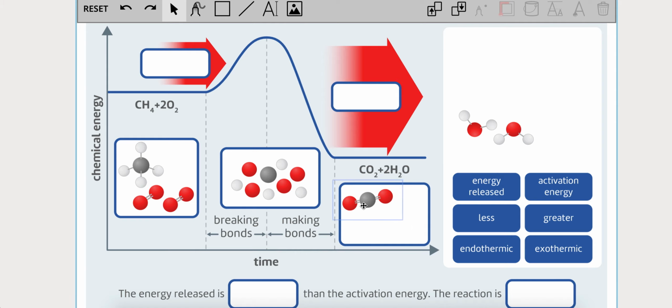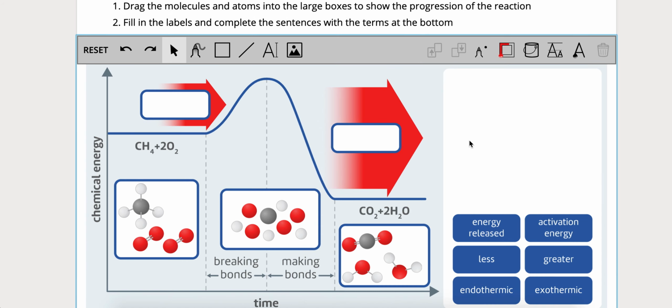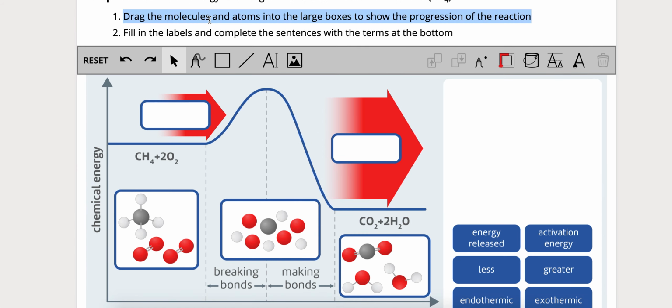We've got CO2 here, plus 2 lots of H2O. Keeping in mind the H's are the whites, and the O's are the reds. So here we've got 1 lot of H2O, and here is the second lot. So we've got 2 that we're told here. So what you've just done there is drag the molecules and atoms into these larger boxes.